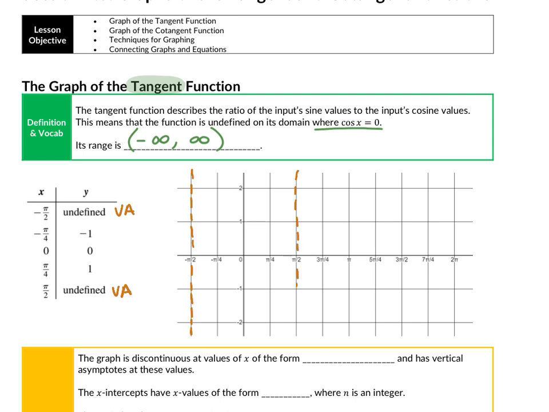Now, if we continue this pattern out, you see that every pi units after that, so from negative pi over 2 to pi over 2, it's the distance of pi. So at 3 pi over 2, I'm also going to have a vertical asymptote appear on the graph. In between those values, though, for tangent, I get that at negative pi over 4, the output is negative 1, 0 is 0, and at pi over 4 is 1. If I play connect the dots with these dots here, we see that the tangent function looks a little wonky.